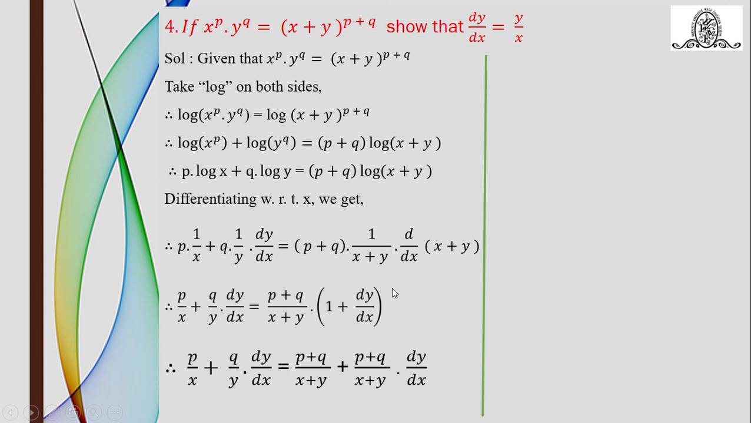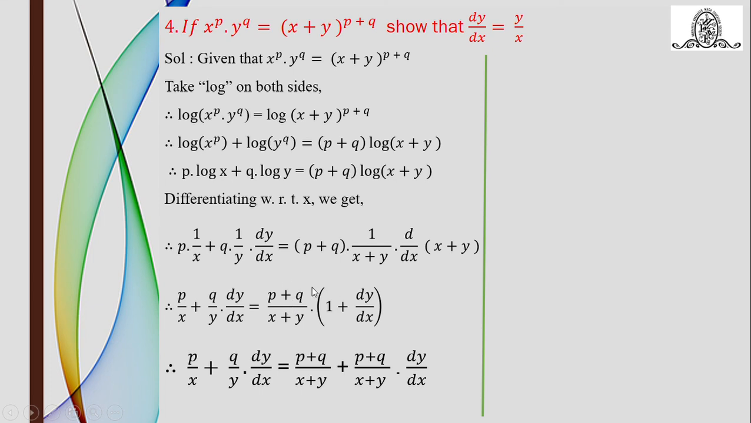Now after this we have to simplify it. We have to simplify that equation for dy by dx. See, the first term is p upon x, the second term is q upon y dy by dx, equal to p plus q upon x plus y, and the derivative of this bracket is 1 plus y derivative, which is dy by dx. Now once again we can see the equation contains two terms with dy by dx. So once again we have to collect them on one side. We will collect these dy by dx terms on the left.